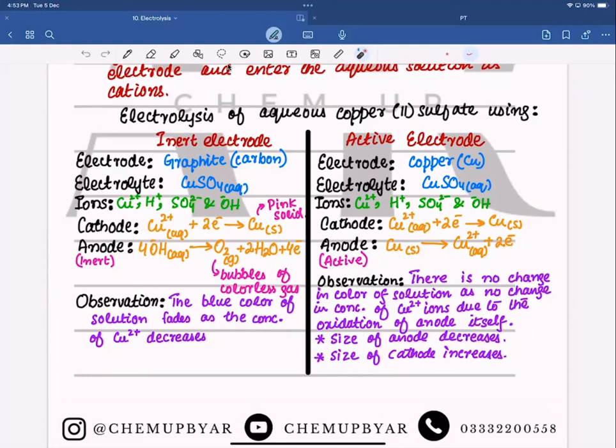The equation is copper two plus aqueous ions plus two electrons, the same equation. The copper is Cu. Carbon is C.